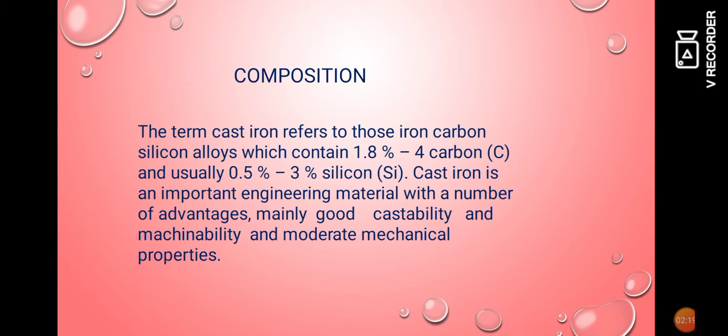Now let us see the composition of cast iron. The term cast iron refers to those iron carbon silicon alloys which contain 1.8% to 4% carbon and usually 0.5% to 3% silicon. Cast iron is an important engineering material with a number of advantages, mainly good castability and machinability and moderate mechanical properties.